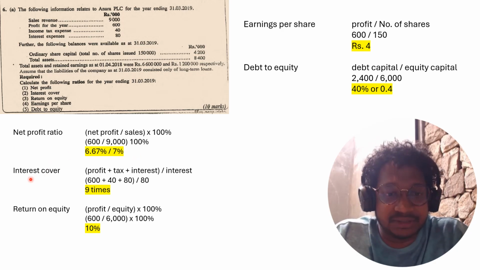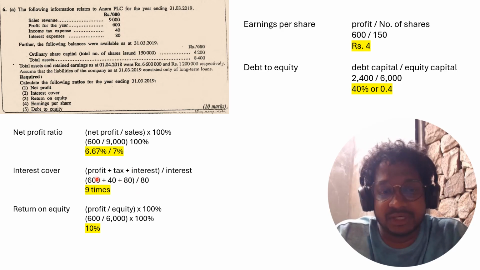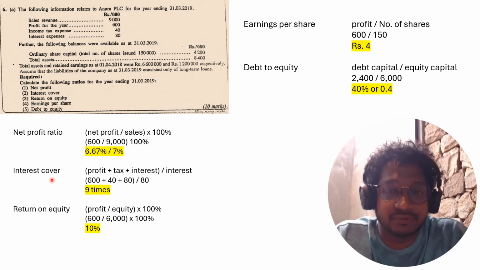And then the interest coverage ratio. When you're finding the interest coverage ratio, you have to add tax and interest to the net profit. So your profit given here is 600, and the income tax and interest expenses are 40 and 80, and then you have to divide by 80. So your interest coverage ratio is 9 times. From the interest coverage ratio, we are finding how many times you can pay the interest from your profit.